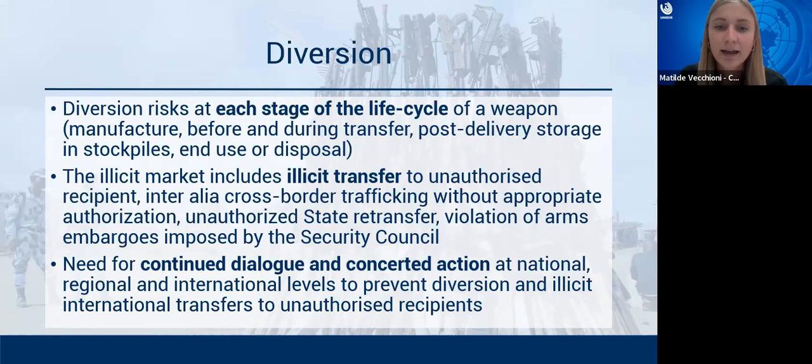So the BMS 7 underlined that the diversion risks can occur at each stage of the life cycle of a weapon. Hence, in manufacturing, before and during transfer, during post-delivery, in stockpiles, as well as in end use and disposal. It also flagged that illicit transfer instances can happen in a variety of circumstances, inter alia cross-border trafficking without appropriate authorization, but also unauthorized state retransfer and multiple violations of arms embargoes imposed by the Security Council.